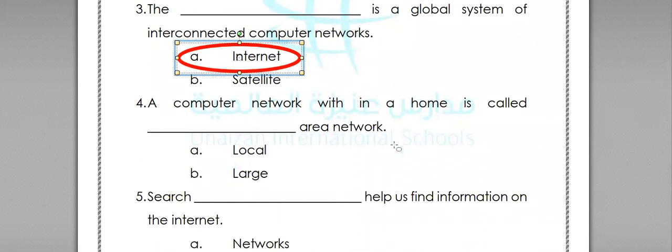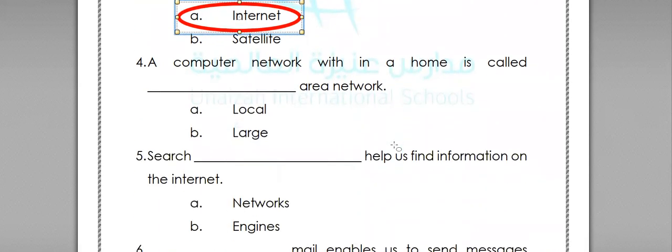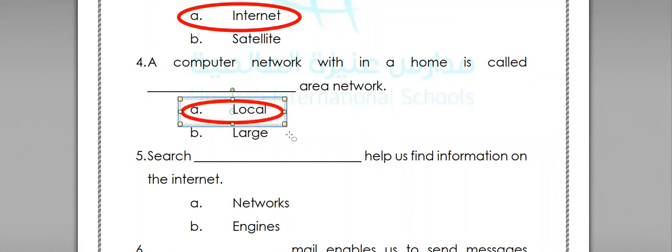Now, point number 4. A computer network within a home is called dash area network: local or large. So the right answer is local. It's a LAN, local area network. It covers a small area like one home or one building.